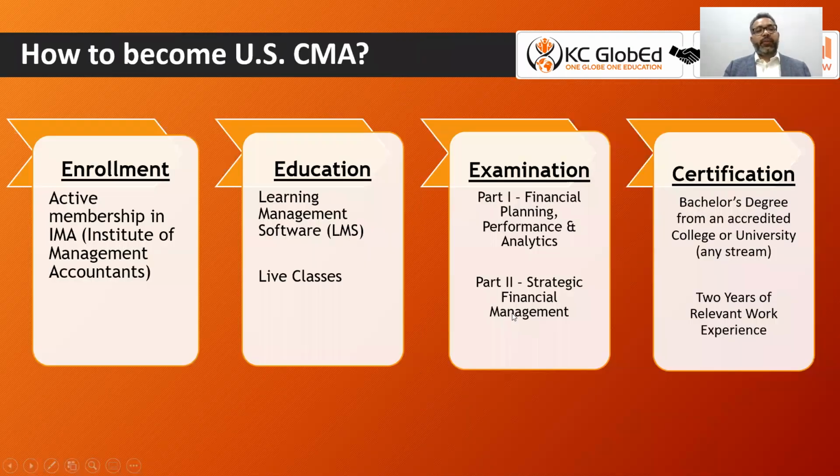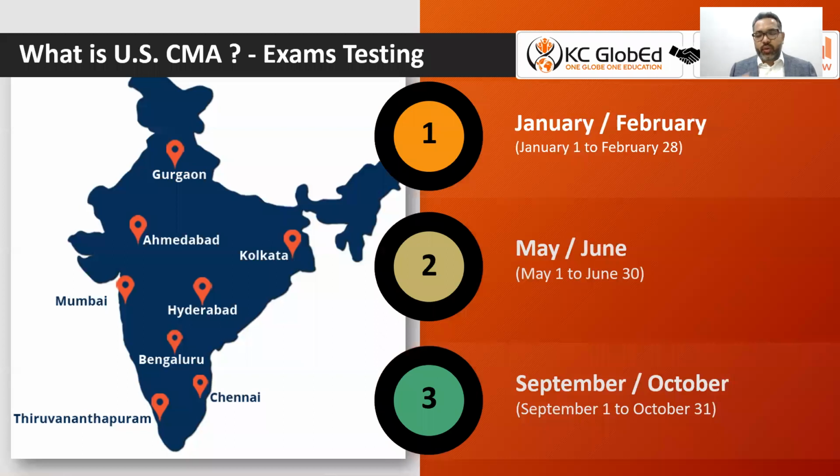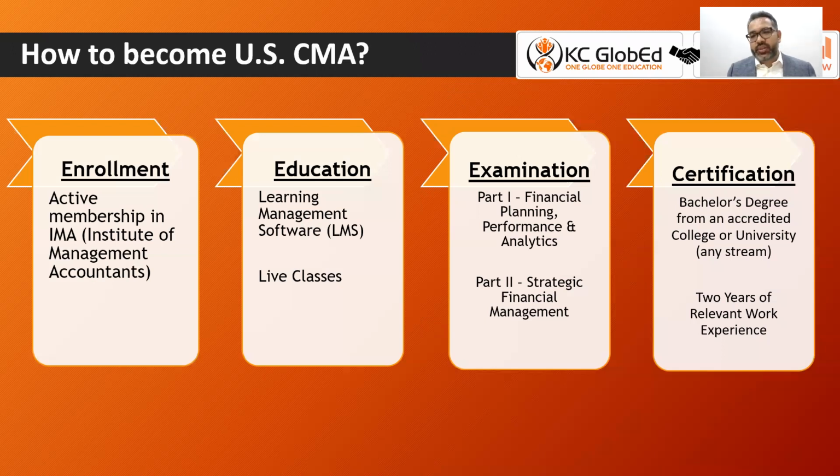Next, so far we understand why I should think about doing US CMA and what is in US CMA. Now we are moving on to the third agenda item, how I can become a US CMA. Any question in the first 2 agenda items, feel free to type in the chat box. So next agenda, how I can become a US CMA.